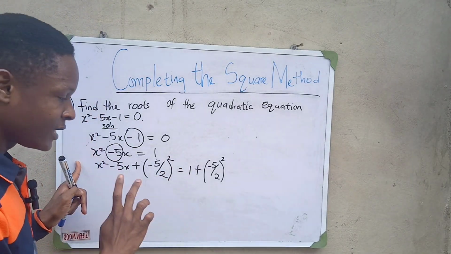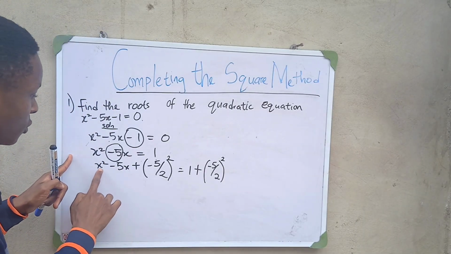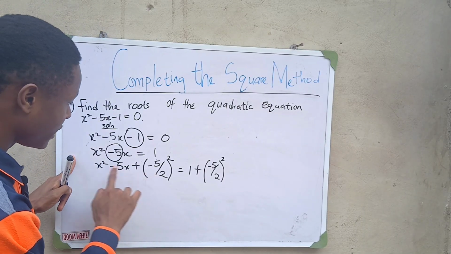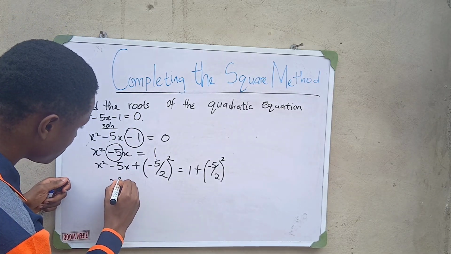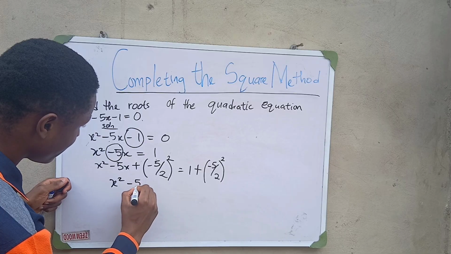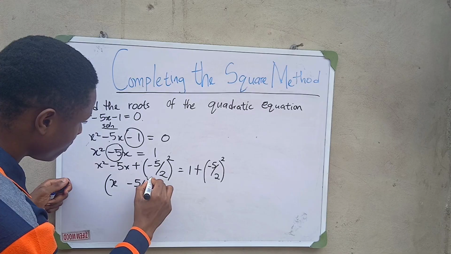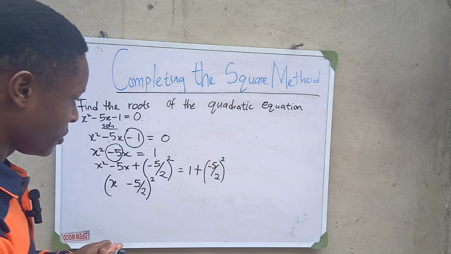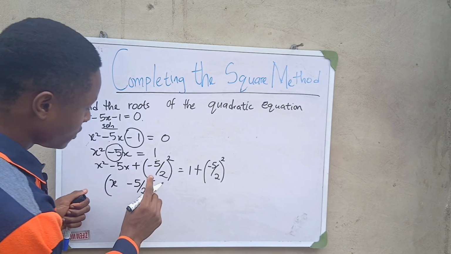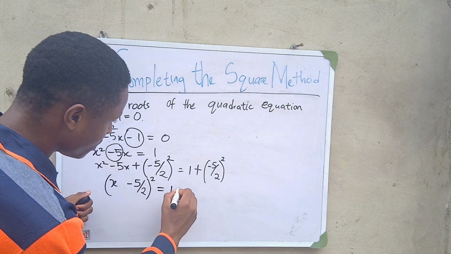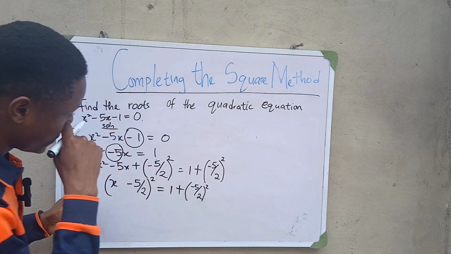When we factorize it, we are not going to go through the long process of factorizing. What we are just going to do is pick the terms we squared and put them all in a square. So we'll have x minus 5 over 2 all squared. This is just it. When we factorize this, we have it equal to 1 plus minus 5 over 2 all squared.